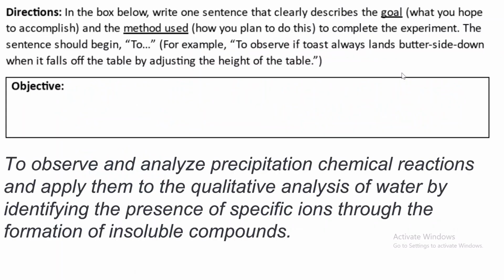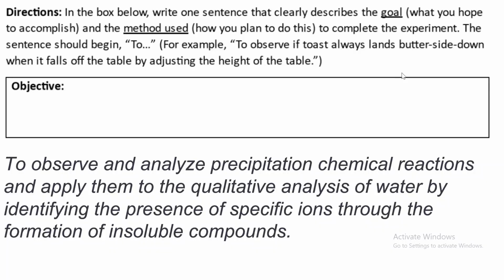The next part of the lab report says, in the box below, write one sentence that clearly describes the goal, what you hope to accomplish, and the method used to complete this experiment. So the objective we want you to write is that for this experiment, our objective is to observe and analyze precipitation chemical reactions and apply them to the qualitative analysis of water by identifying the presence of specific ions through the formation of insoluble compounds.